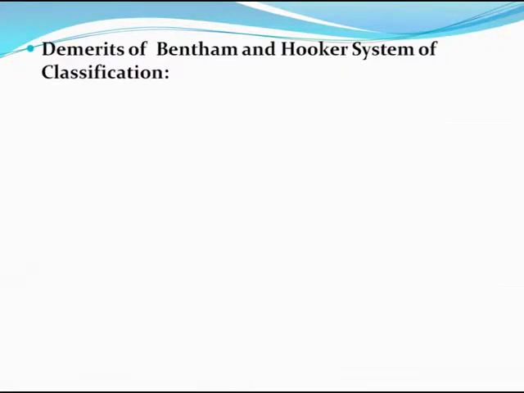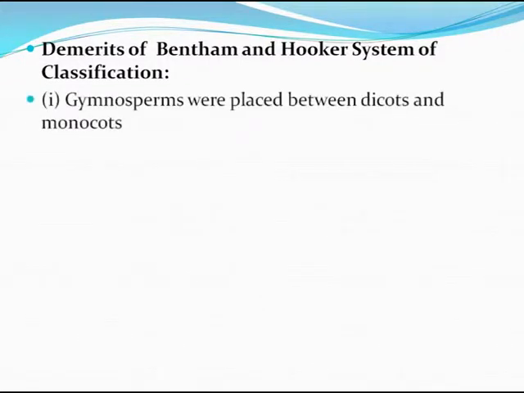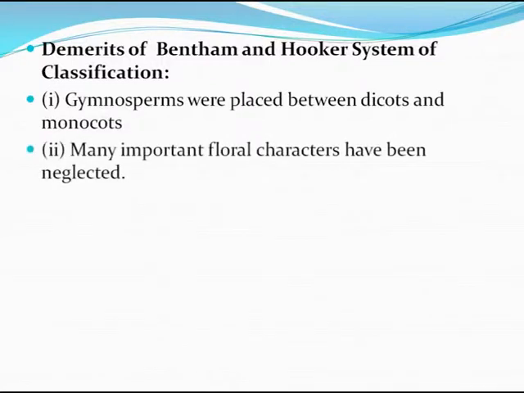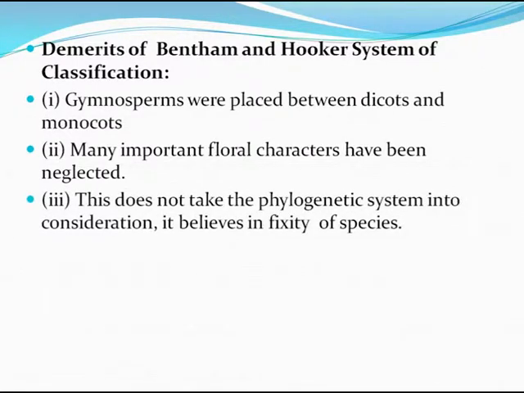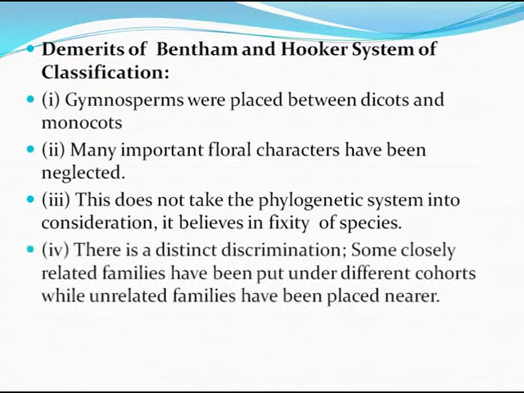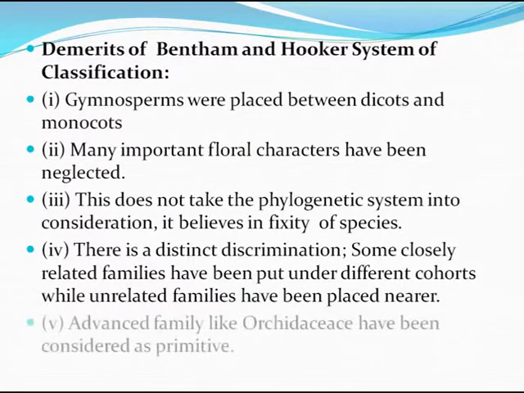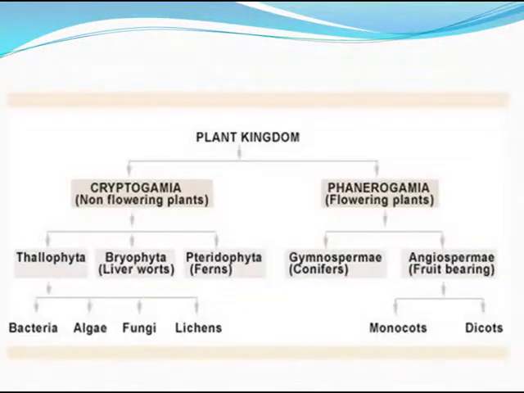The demerits of the Bentham and Hooker system were that the gymnosperms were placed between dicots and monocots. Many important floral characters have been neglected. This does not take the phylogenetic system into consideration, believing in the fixity of species. There is a distinct discrimination. Some closely related families have been put under different cohorts, while unrelated families have been placed nearer. Advanced families like Orchidaceae have been considered as primitive.